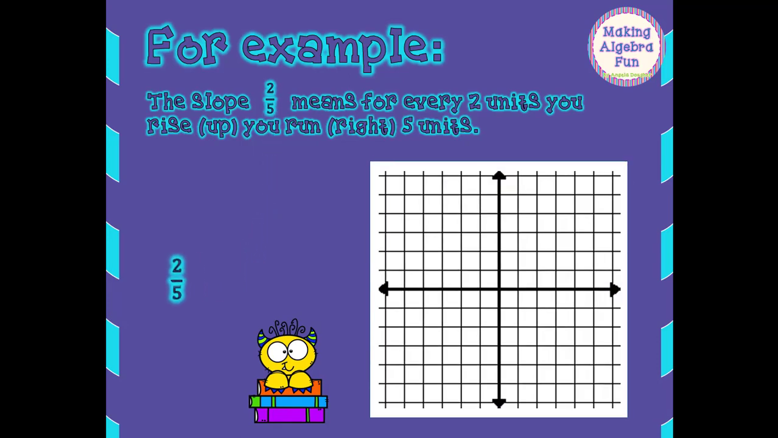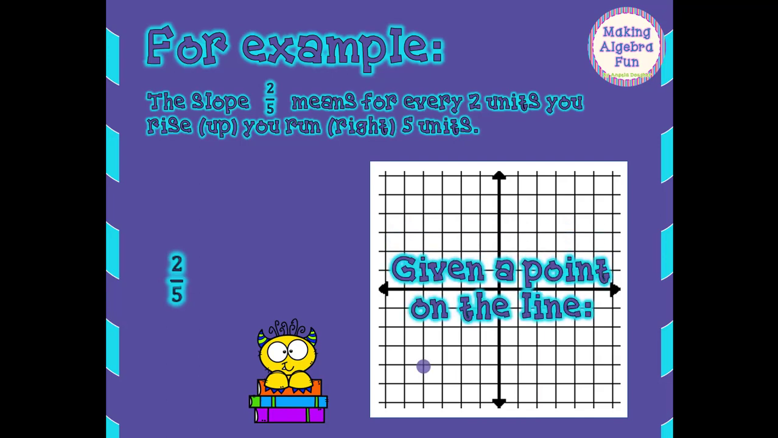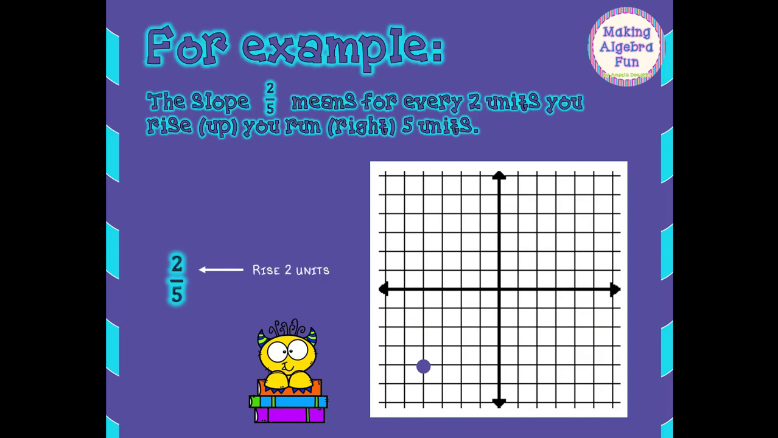So let's take that 2/5, and again, that means up 2 units for every 5 you move to the right. We need a point to start on. So we'll start on the purple point that we popped up there. And so from there, we're going to rise 2 units and run 5 units to the right. And that will give us a second point on the line. And you can keep doing that. Up 2 units, 5 units to the right will give you another point on the line. And once you have at least 2 points, you can see where the line falls.